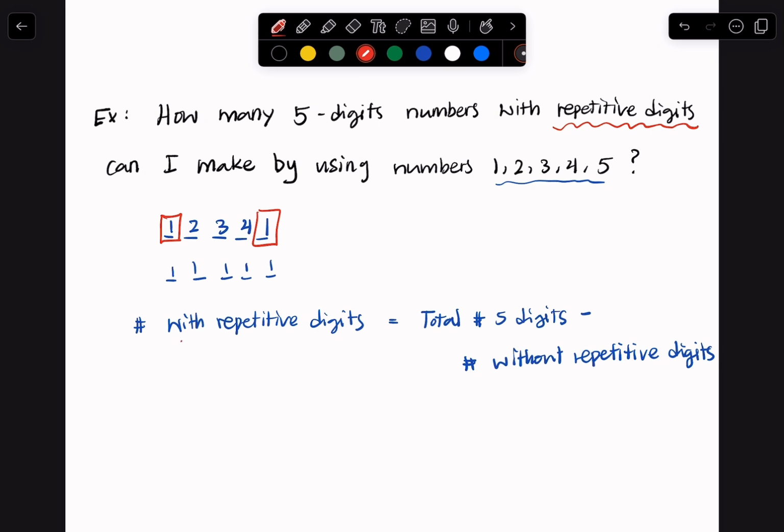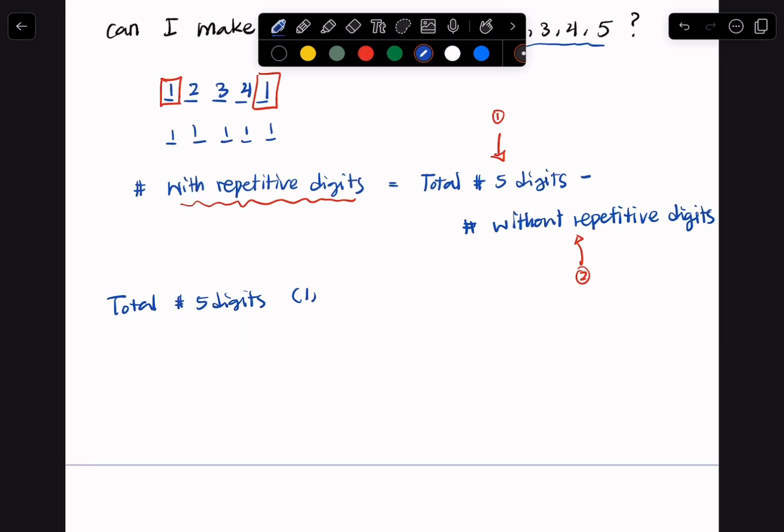So that means I don't really need to find this. What I actually need to do is just to find two things. The number of total 5-digit numbers. So that's my first thing. And the second thing will be the number of 5-digit numbers without repetitive digits. So let's find the number of 5-digit numbers first.